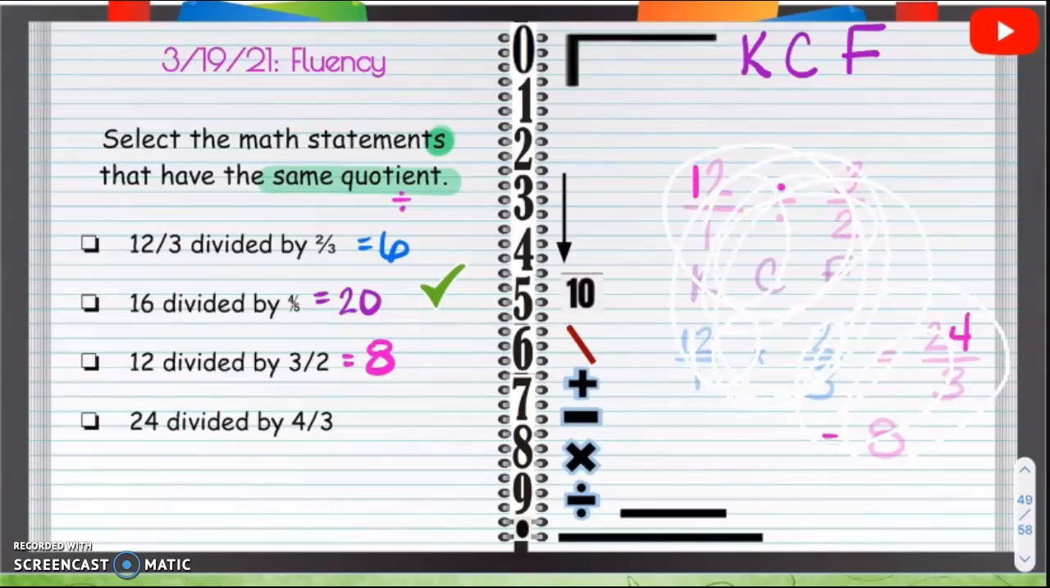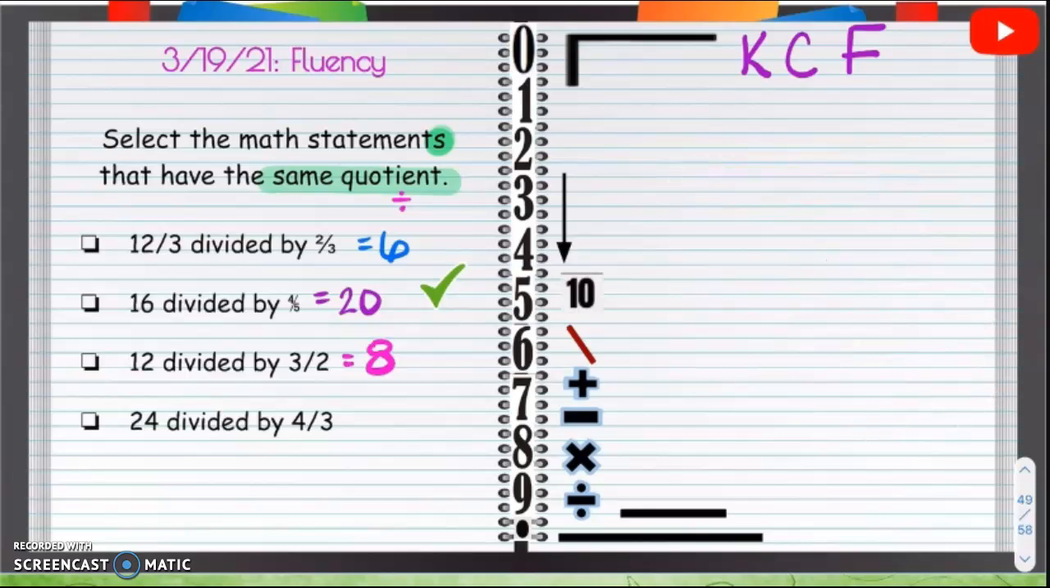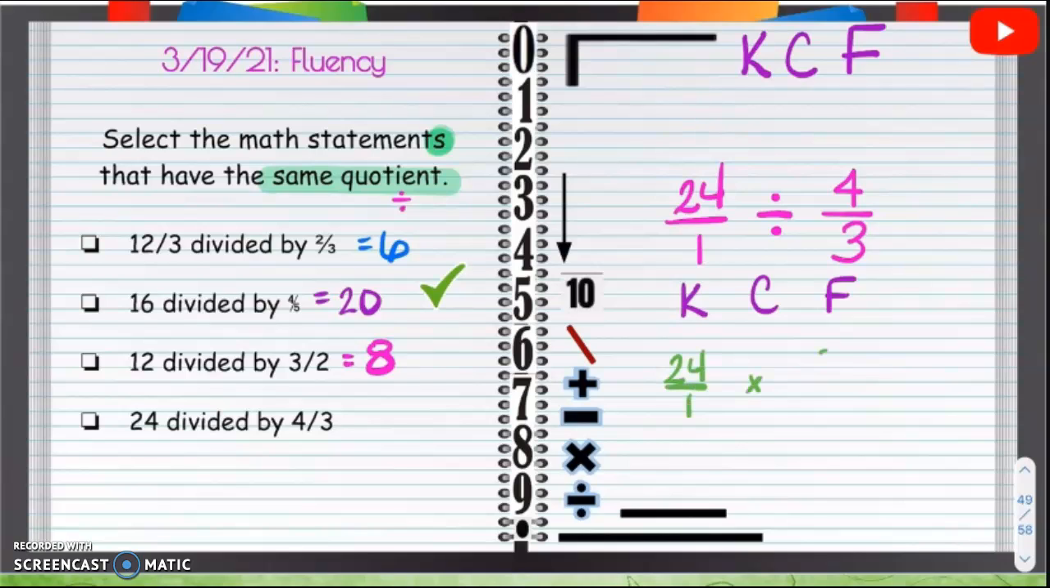Let's see what that last one's going to be. All right, so we have 24, and we can make that into a fraction by putting it over 1. Divided by 4 thirds. We're going to keep, change, flip. So we keep the first one, and we'll get 24 over 1. We're going to multiply, and then we're going to flip it for 3/4. The denominator, 1 times 4 is 4. Our numerator, 24 times 3, let's check it out. 3 times 4 should be 12. 3 times 2 is 6, plus 1 is 7.